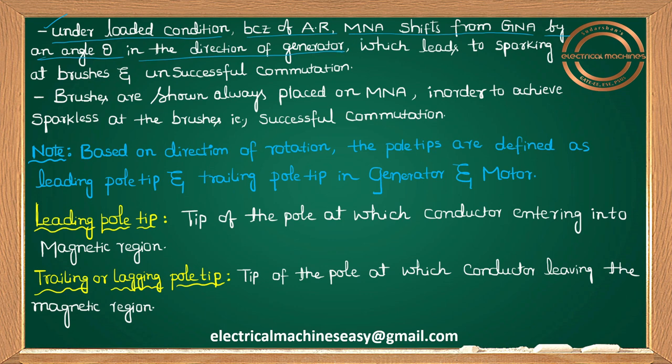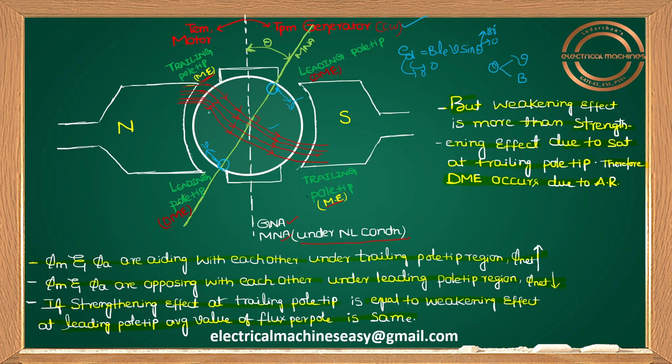Because of this, whenever MNA shifts from GNA by an angle theta in the direction of generator, if you observe clearly, guys, do you think that under the north pole or south pole, the flux is uniformly distributed here? No. Let me take the north pole as an example. Here there is more amount of flux, in this region, because of the magnetic effect. And what about here? Less amount of flux here. That means the flux waveform is not uniformly distributed here. Obviously, it is not uniformly distributed.